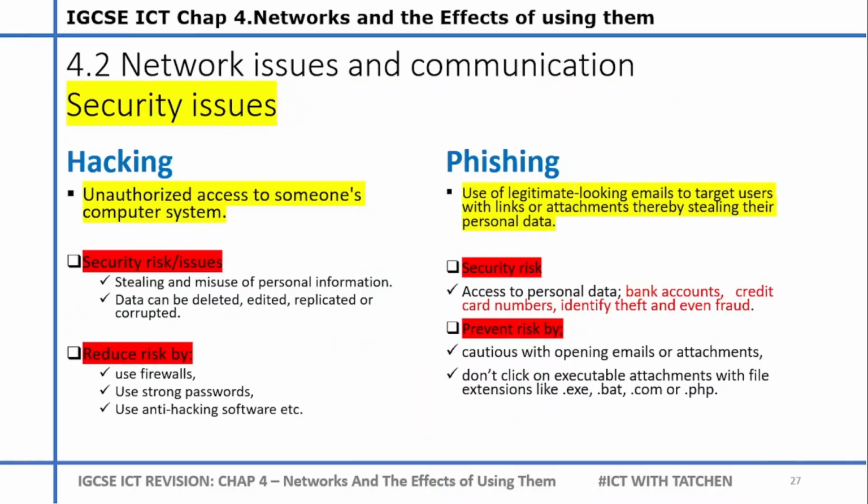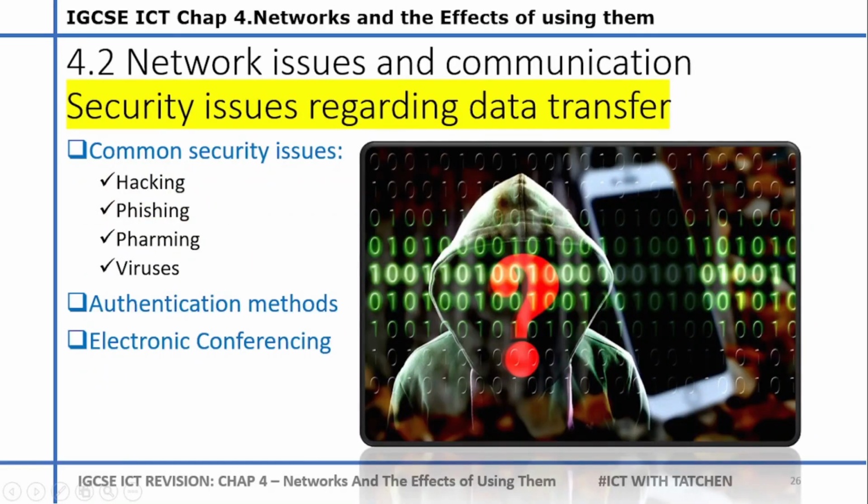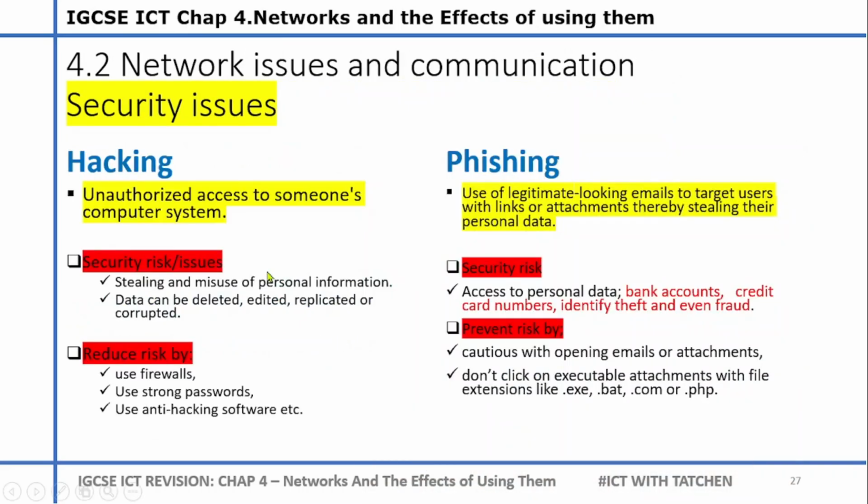Okay. The first security issue we'll look at is hacking. So basically, hacking is just unauthorized access to someone's computer system. As you saw in this picture, people always think hackers are some mysterious people, but they're just normal human beings. All they do is gain unauthorized access to your computer system.